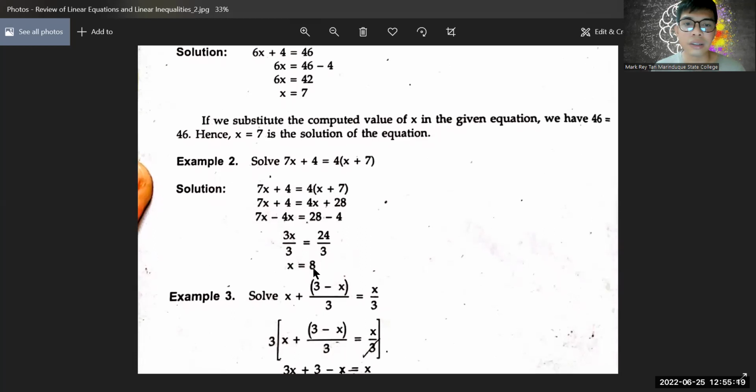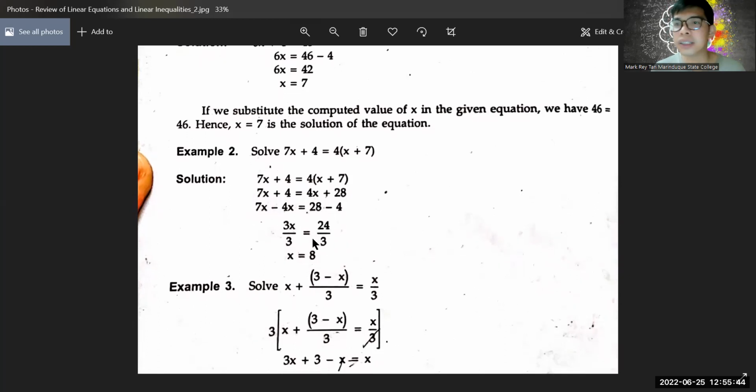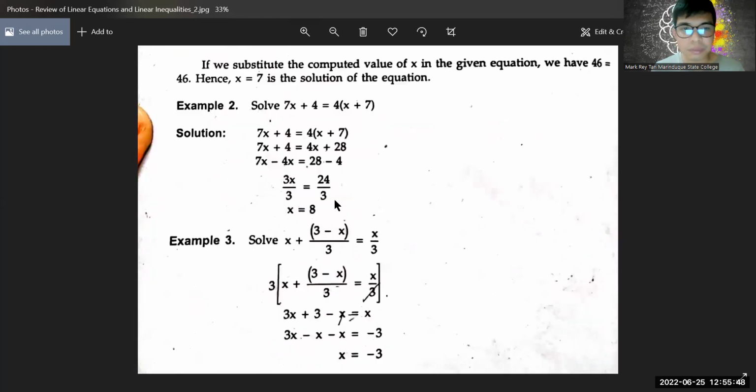You substitute the value of x, which is 8. 7 times 8 is 56 plus 4, that is 60. Right? And then on the other side of the equation, x is 8. So 8 plus 7 is 15. 15 times 4, 60. So when you check, it comes out as 60 equals 60. Okay? So it is correct.